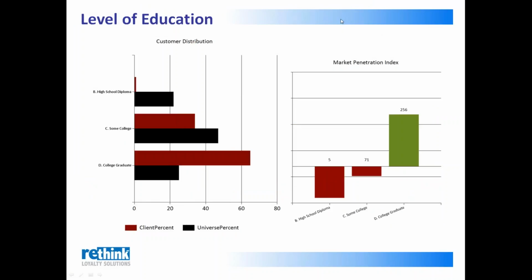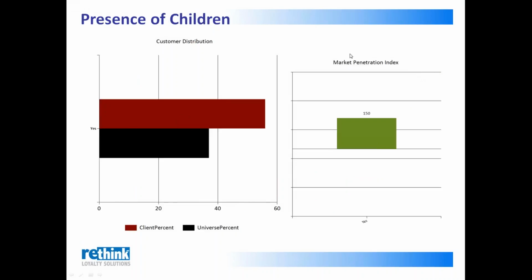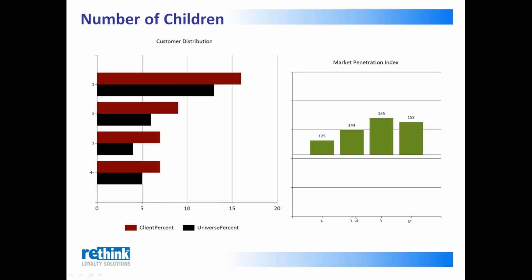Education, they're highly college educated. Again, fully 2/3 are college educated with an index of 256, very important characteristic. They have kids in the home, more than half have kids in the home, so they're indexing at 150 compared to the universe. When they have kids in the home, the higher frequencies are small families of 1 or 2, but their highest index is at 3.